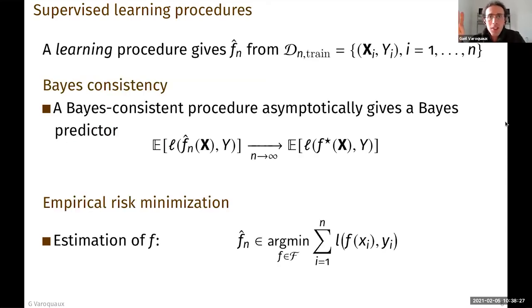And so then there's a body of literature on different procedures to estimate a function given training data. I'll call a learning procedure something that gives me an estimated function from a training data set. A training data set is a finite ensemble of pairs X and Y. I'll say that a procedure is Bayes consistent if asymptotically it converges to the Bayes predictor. So this is the notion of consistency, which is quite common in statistics, but focused on the risk.